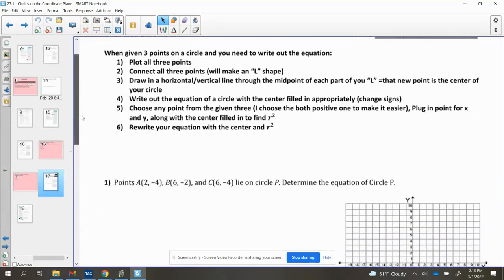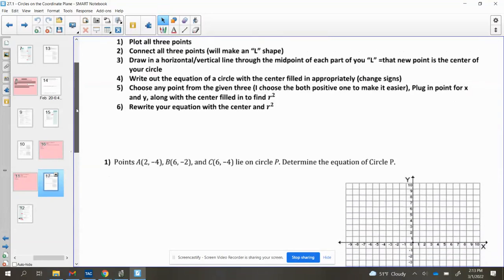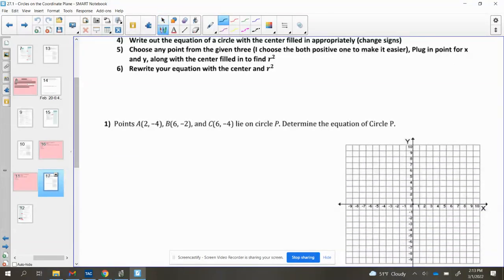So this first step that we have on here is to plot all of our points. So we're going to do that for example 1. We are given 3 points. One of them is at point A, (2, -4). One is at point B, which is at (6, -2). And last but not least, point C is at (6, -4). So right 6, down 4.